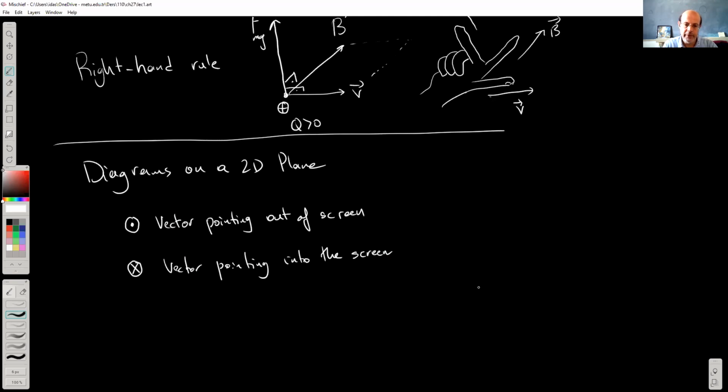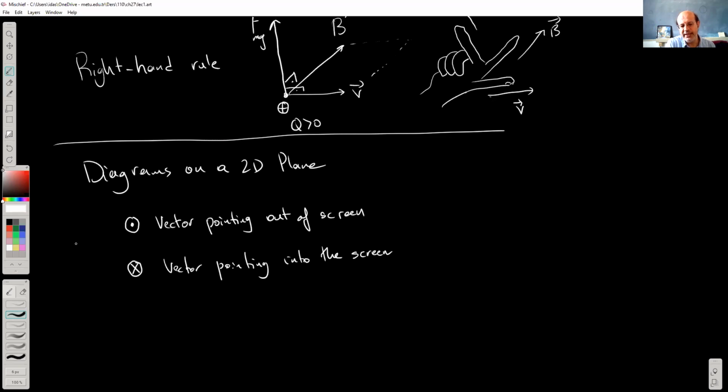I don't know how my showing actually makes meaning to you. In any case, you have to imagine this for yourself. Basically, for vectors which are perpendicular to the screen plane, if the vector is pointing towards you, we are going to use this symbol. If it is pointing away from you, we are going to use this symbol.